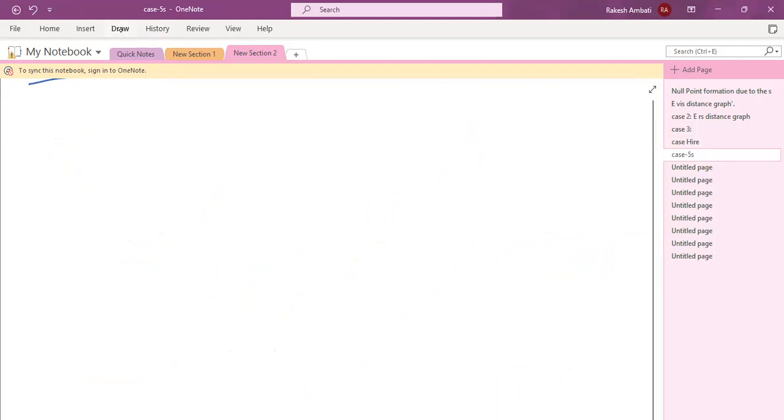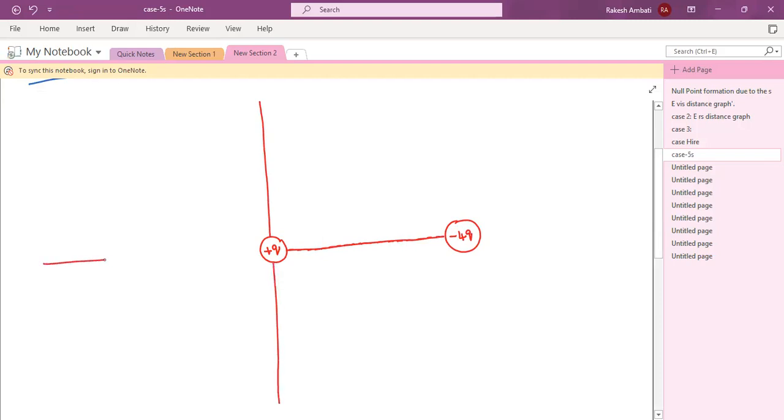So for example, one charge is plus Q and the second charge is minus 4Q. So totally two charges are given, and we have to draw the intensity-distance graph.